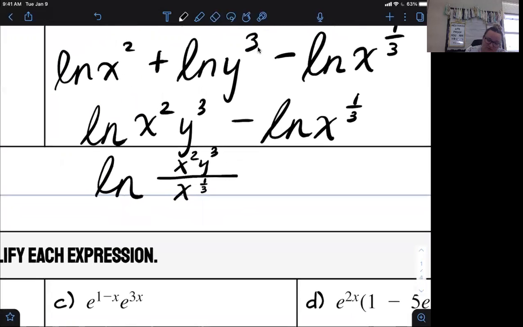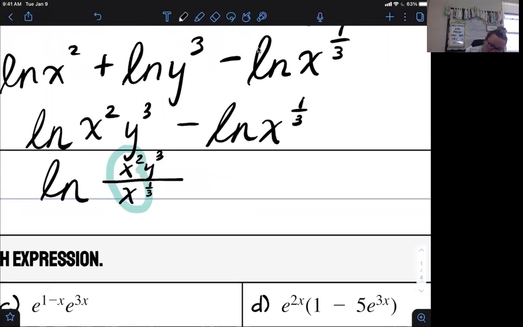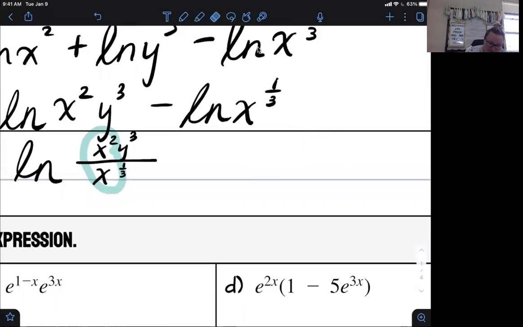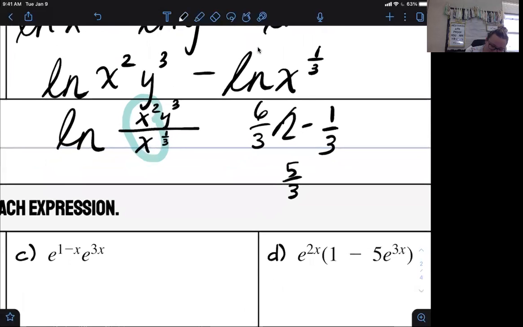Now we need to keep simplifying it because we have powers with the same base right here, x squared divided by x to the 1/3. When I divide powers with the same base, I subtract the exponents. So I'm going to have x to the 2 minus 1/3. So I'm going to take 2 minus 1/3. 2 is 6/3. So 6 minus 1 is 5. That simplifies to 5/3. So we're going to have the natural log of x to the 5/3 times y cubed as our final answer.